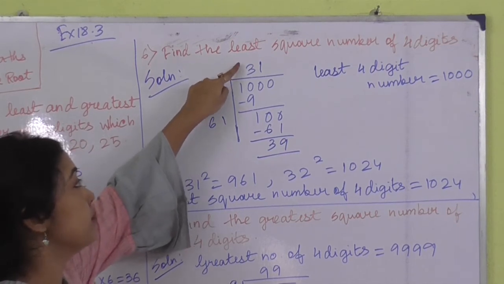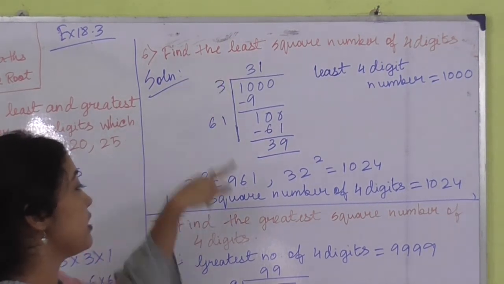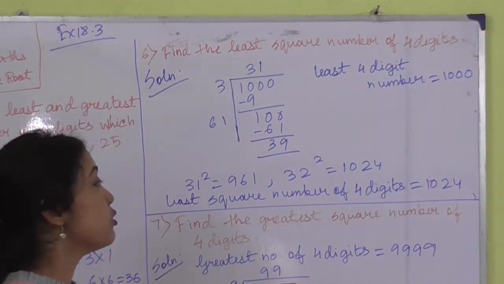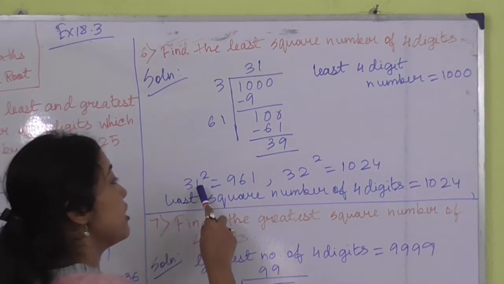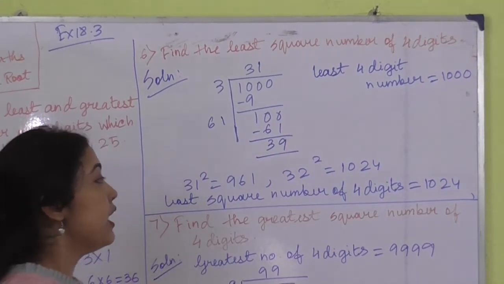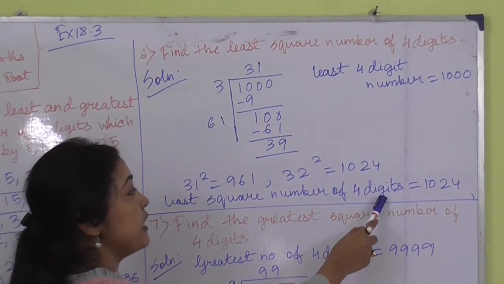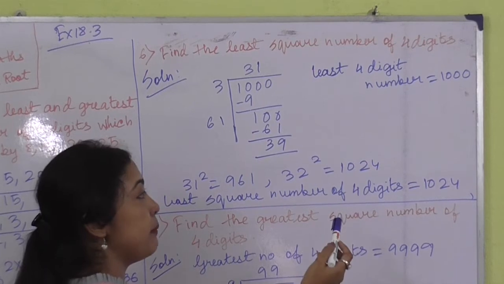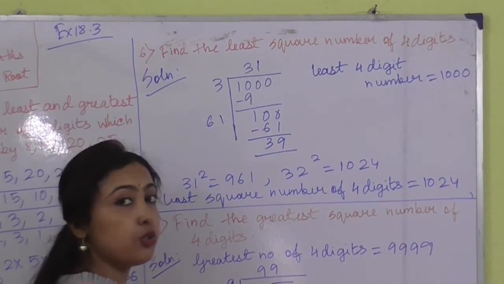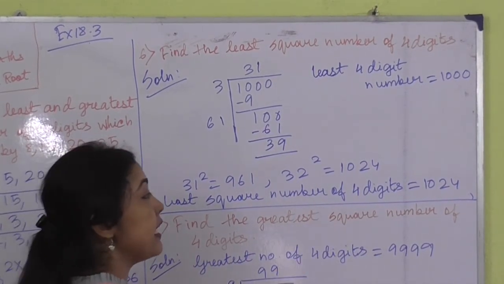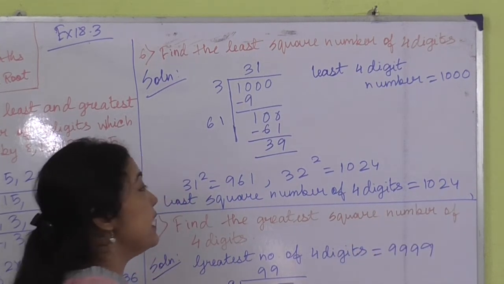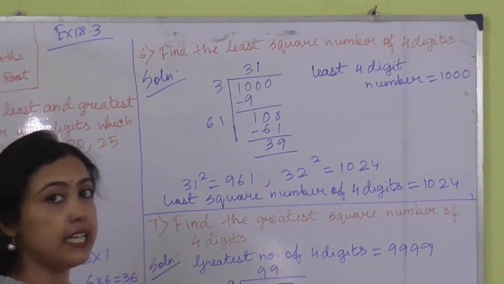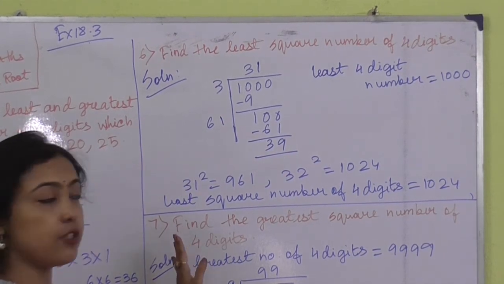So 31 square is 961 and 32 square is 1024. So 1000 is lying between 31 square and 32 square. So the least square number of 4 digits is 1024, because 33 square will be a number which is more than 1024. So 32 square, that is 1024, is the least square number of 4 digits, because after that the 4 digit square numbers will increase. I think this problem is clear to you.